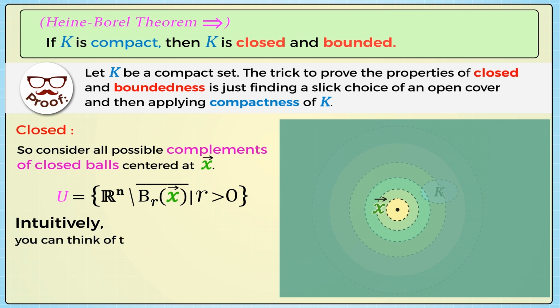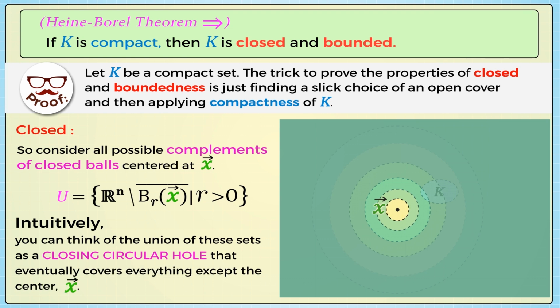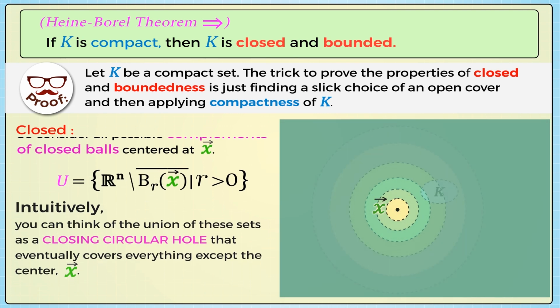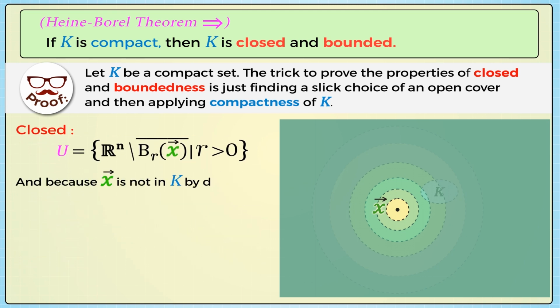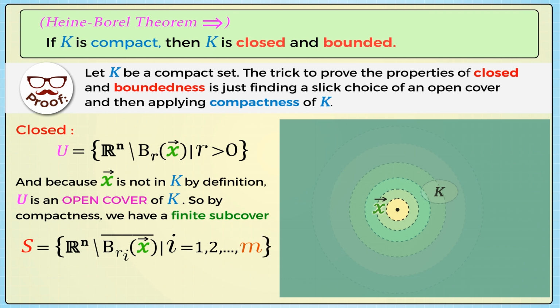Intuitively, you can think of the union of these sets as a closing circular hole that eventually covers everything except the center x. And because x is not in K by definition, U is an open cover of K. So by compactness, we have a finite subcover, S equals Rn minus B_ri(x) closed, where i equals 1, 2, all the way up to m, where m is some natural number.